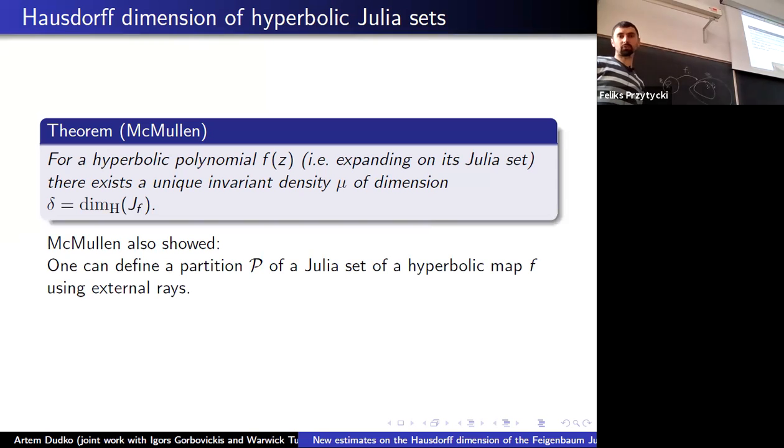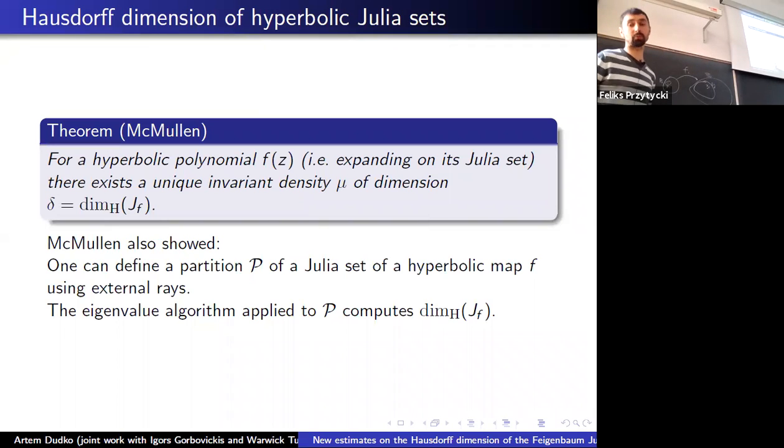Moreover, Macmillan showed how to construct such a partition using external rays for a hyperbolic map. And so the eigenvalue algorithm applied to P computes the Hausdorff dimension of the Julia set. So this is briefly Macmillan's algorithm.